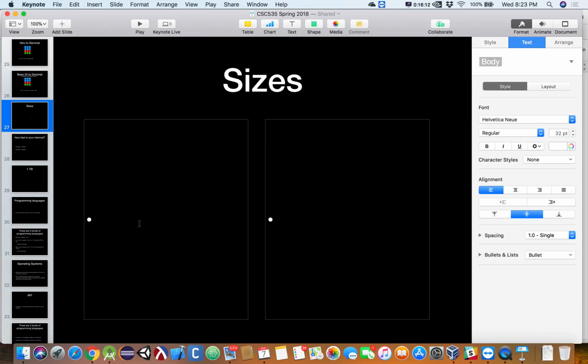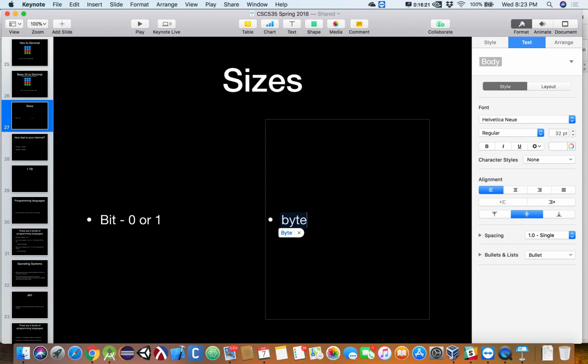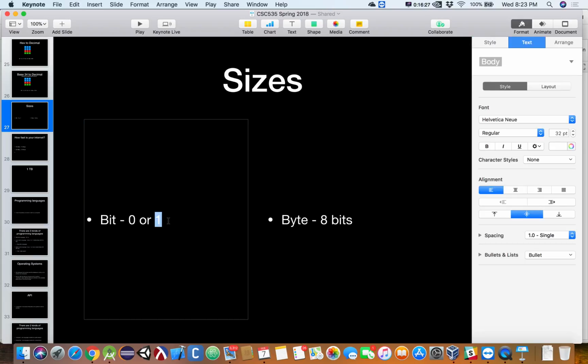All right, so in this column, we're going to have a bit. A bit is a 0 or a 1. We already discussed that, right? Over here, we're going to have a byte. What's a byte? 8 bits. 8 bits, okay? So let's do our bits here first.